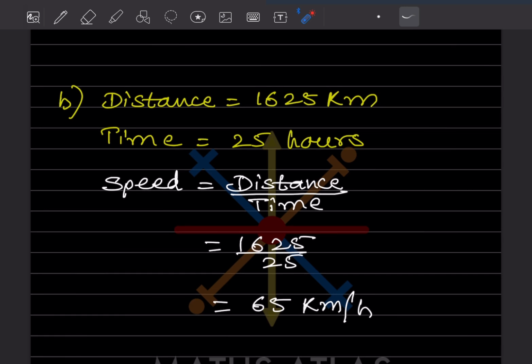So now again, this also is kilometer and this is hours, distance and time, and we have to find the speed. So again, we'll use the same formula. In place of distance, we are going to put 1625 and this by 25. So when you divide this one, you should get 65 kilometer per hour.